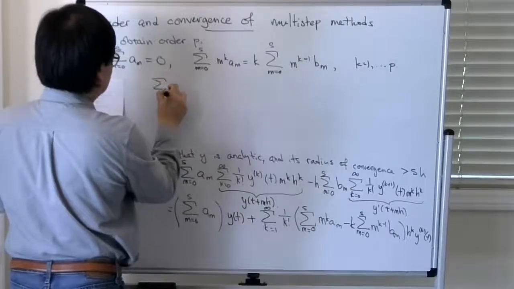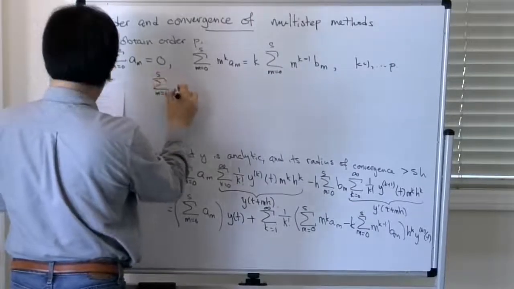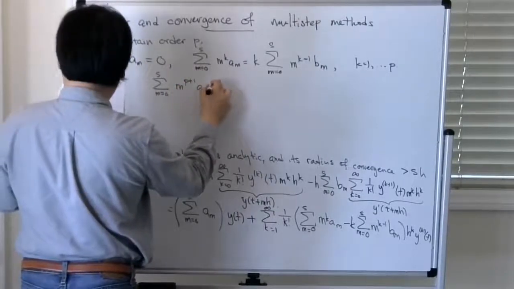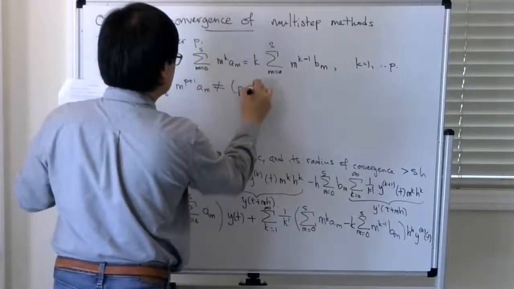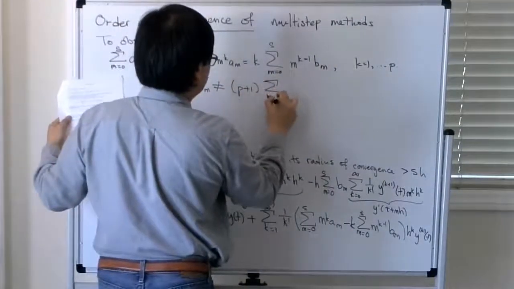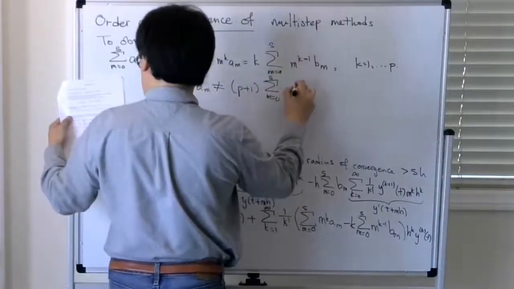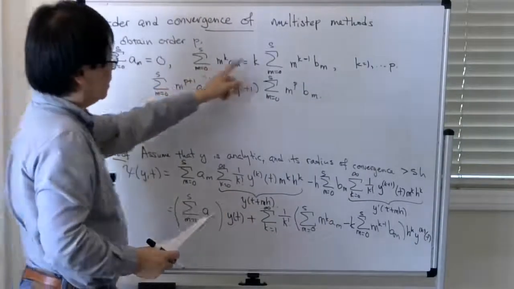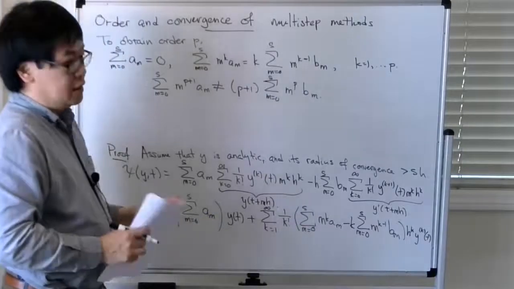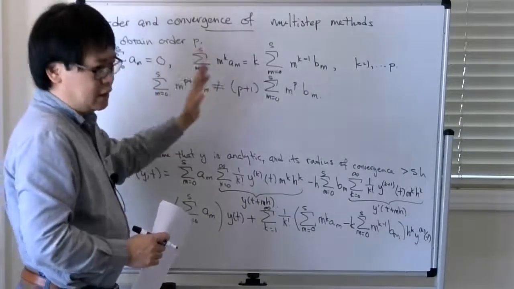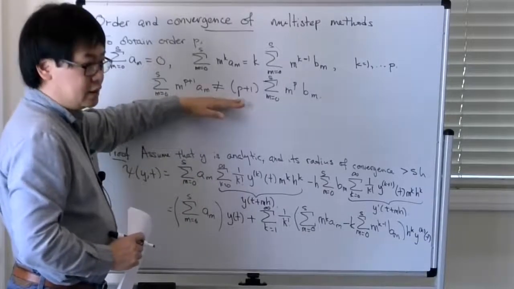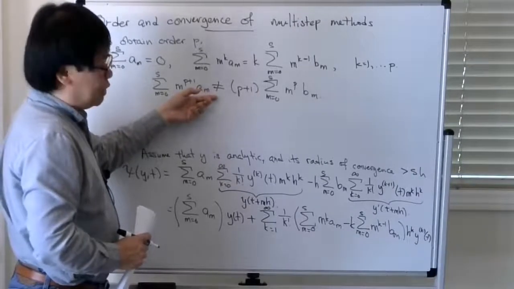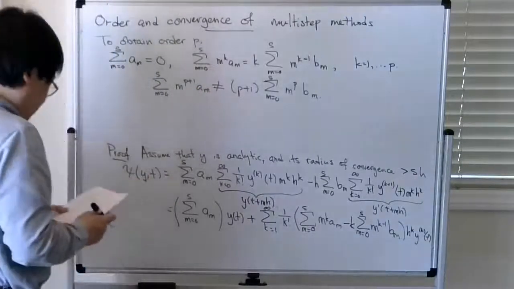And so finally, you want that the sum from m equals 0 to s of m^(p+1) a_m is not equal to p plus 1 times the sum from m equals 0 to s of m^p b_m. So this is just the same condition, for k equals p plus 1, but we want it not to be satisfied. And so this basically tells you that there's actually a non-trivial big O of h to the p plus 2 error term there.